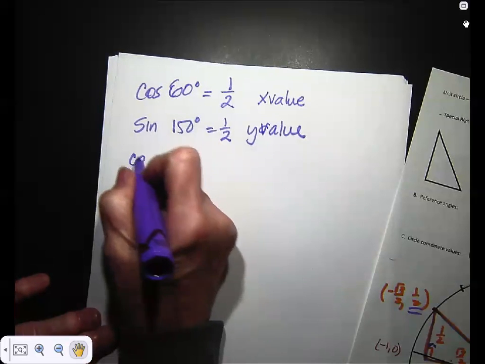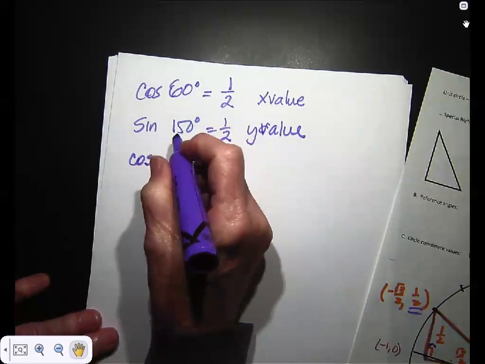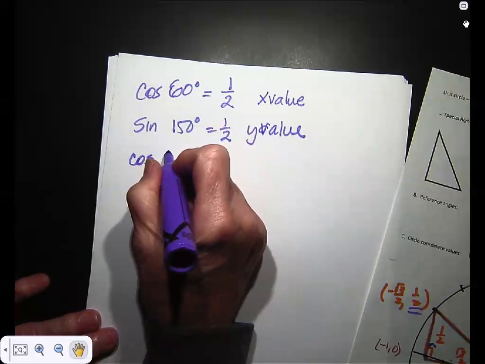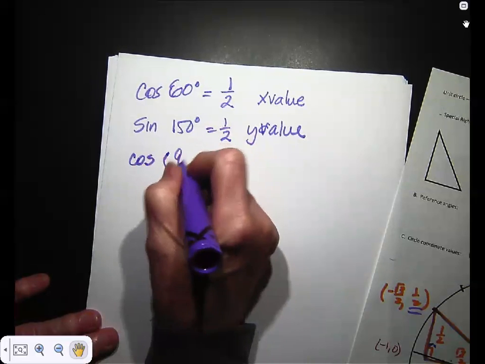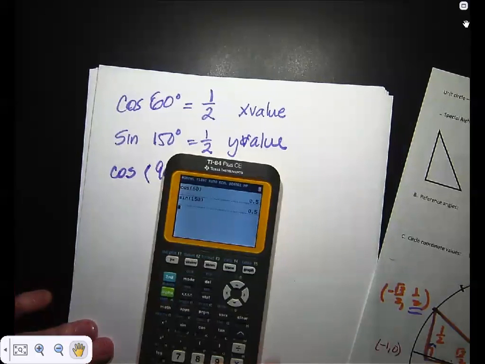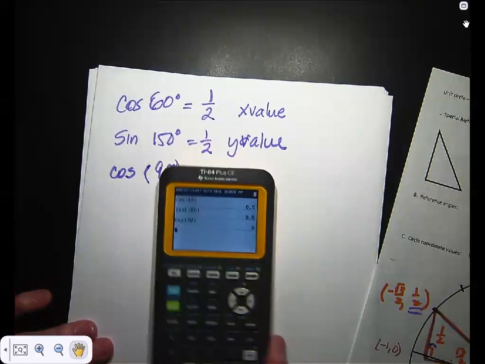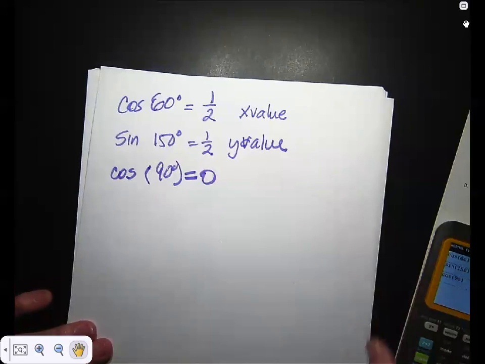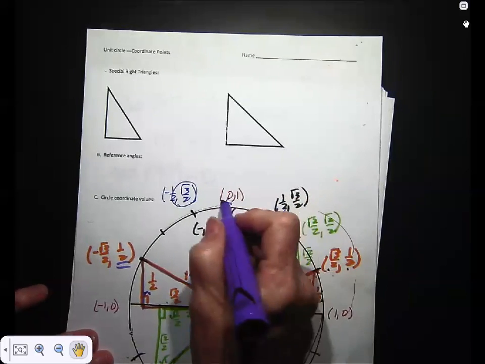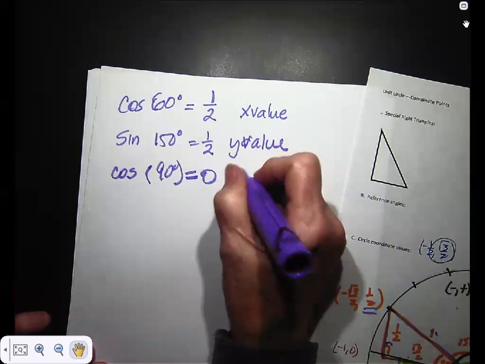If I said, what is the cosine of, let's say, 90 degrees? Taking my calculator and putting in cosine of 90 degrees, that gives me 0. So while I can't draw a triangle, I can see up here what happened with that. It ends up being the x value again.